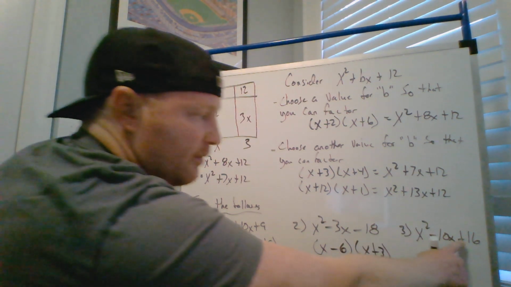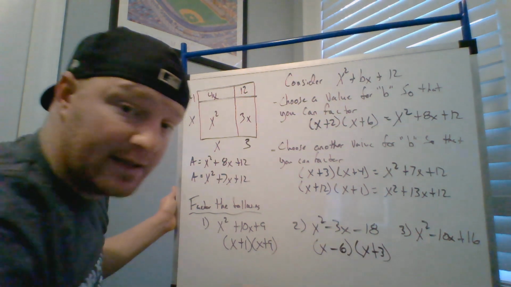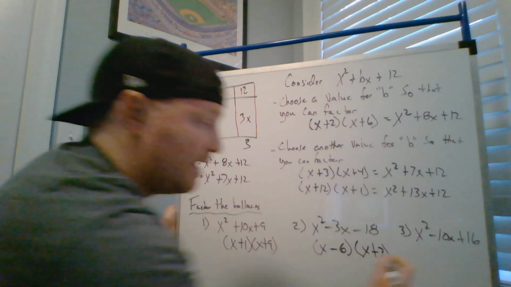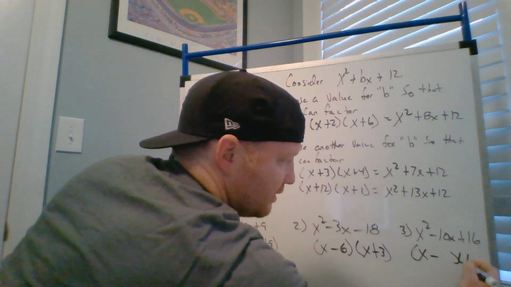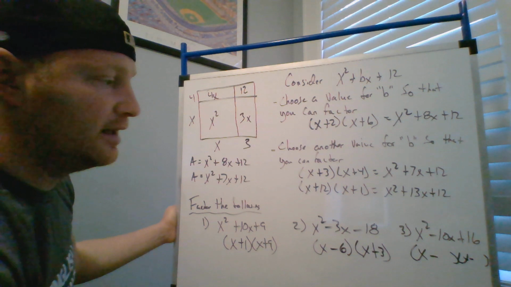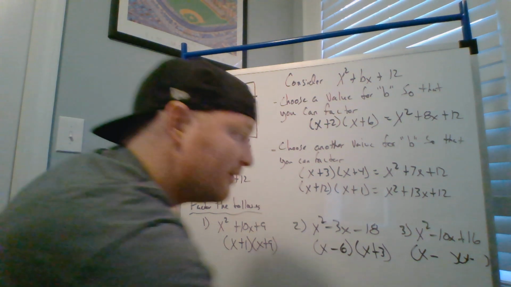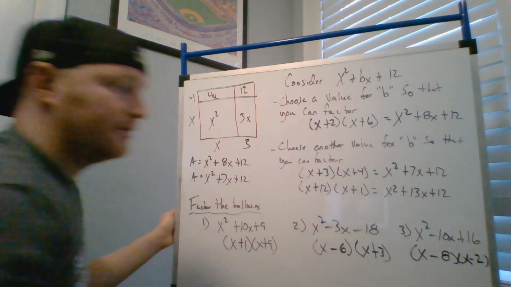Over here, I've got a positive product and a negative middle term, b. That means that both my factors have to be negative. So this is x minus something. Well, I know that 4 times 4 is 16, but that does not add to negative 10. I know that negative 8 and negative 2 will work for this.